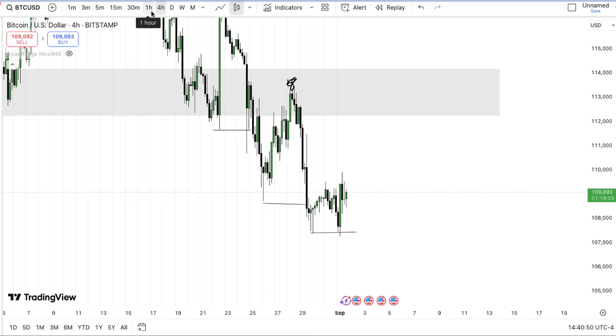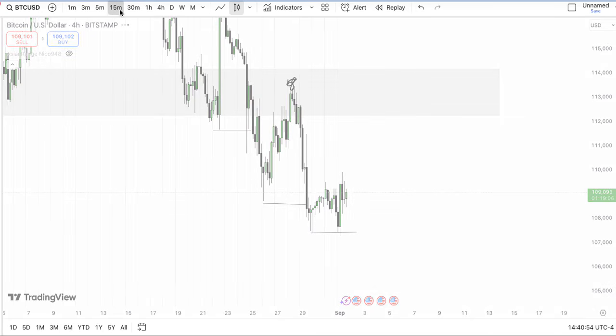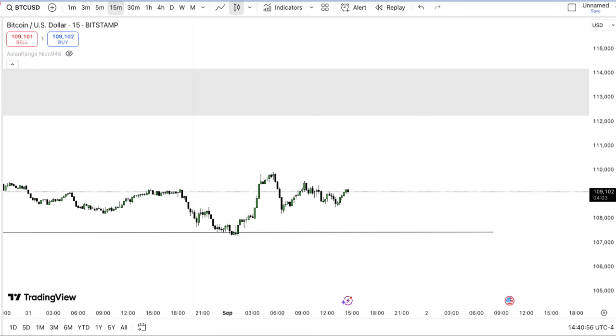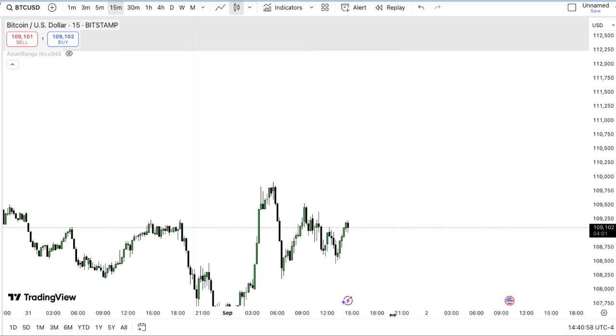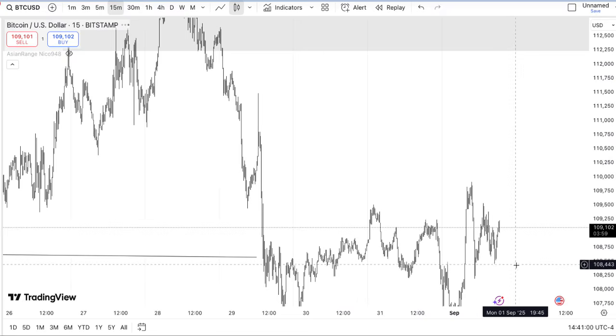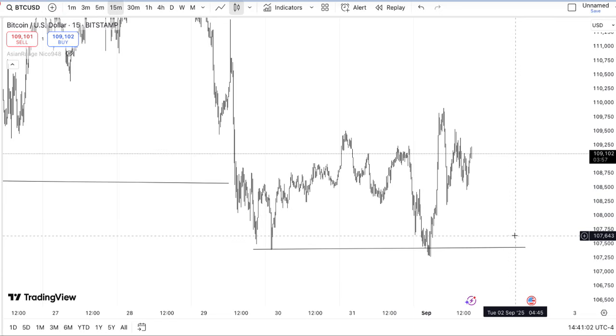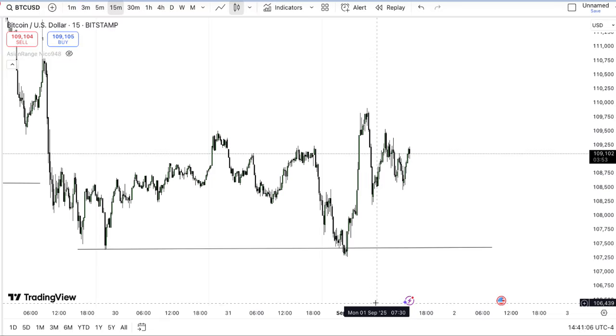And my reason for taking my trade was that I'm going straight to the 15 minute, and I'll show you why I was able to enter a trade both on the sell and also on the buy. So after having that higher time frame bias, this is what the smaller time frame is telling me.